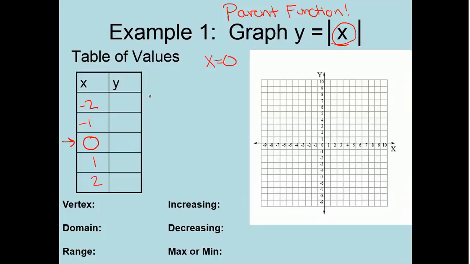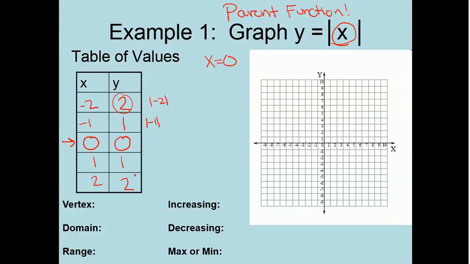Now, let's think here. I need the absolute value of negative 2. Absolute value makes anything positive. So if I have negative 2, my answer is going to be a positive 2. Absolute value of negative 1 is 1. Absolute value of 0 is just 0, and 1 and 2, right?